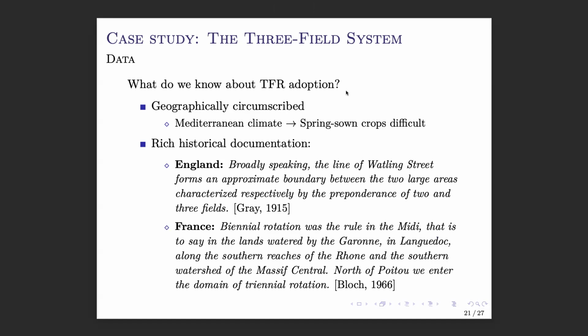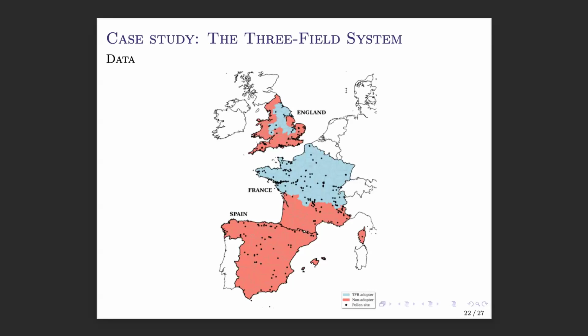In France, Marc Bloch has done work on this and describes in detail, some of which I provide here, the regions that adopted the three-field system and the regions that did not. I won't read this, but it's detailed, and there's more detail in both of these cases on what regions adopted. This is not exact, but it's certainly good enough that I can, at least in the case of France, assign a treated or untreated status to departments, and in England to counties. I do that manually based on a reading of these texts, and here's what I get.